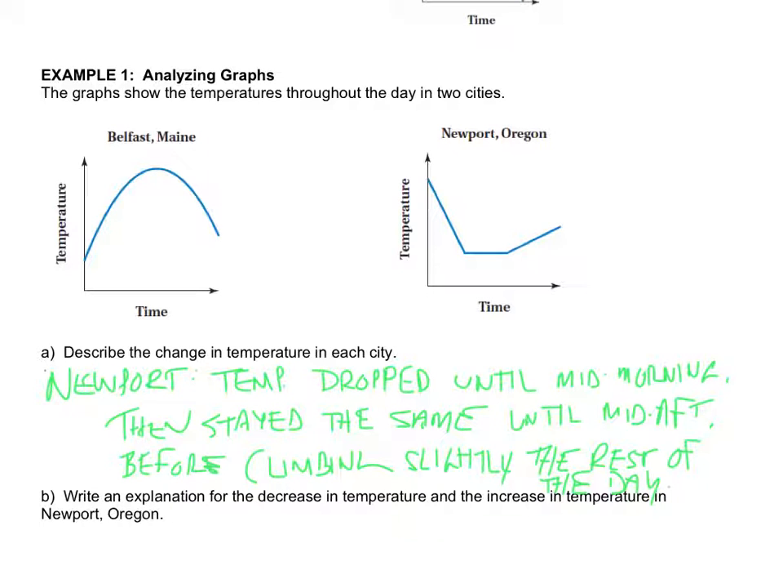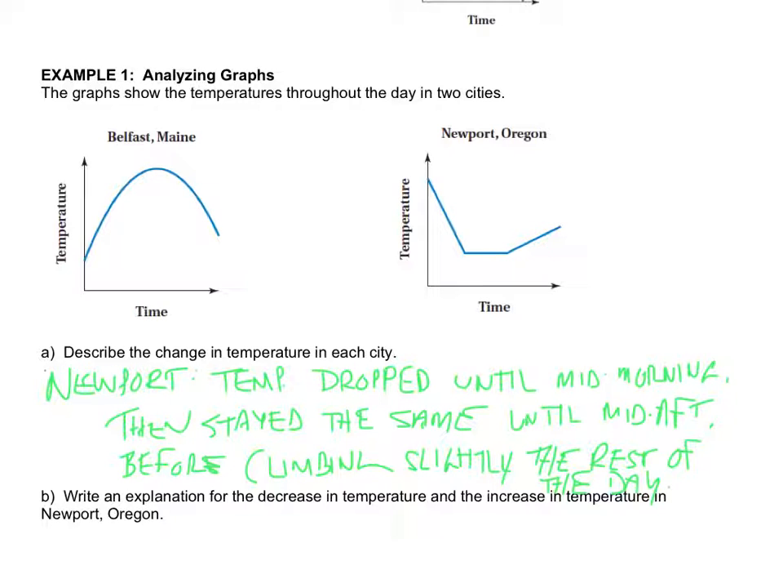So as I'm describing this one, what I'm saying is that in Newport, the temperature dropped till about mid-morning. Again, I'm going on the idea that this is about halfway, so this would be about noontime. So it dropped until about mid-morning. Then it stays the same until about mid-afternoon, and then climbs slightly the rest of the day.